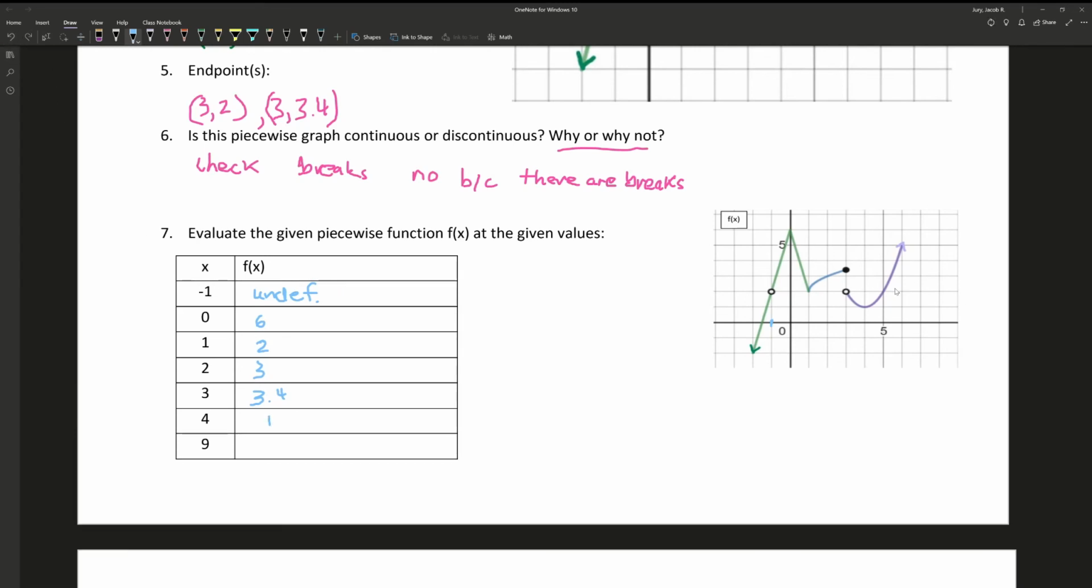And then number 9, what's happening on this graph at 9? We actually need the purple piece of this. And given that there isn't any more stretch to it, this quadratic is just moved right 4 and up 1. So if we can use this equation, we can figure out what is happening at 9. Very cool. So that's also noticing how transformations fit with these piecewise functions.